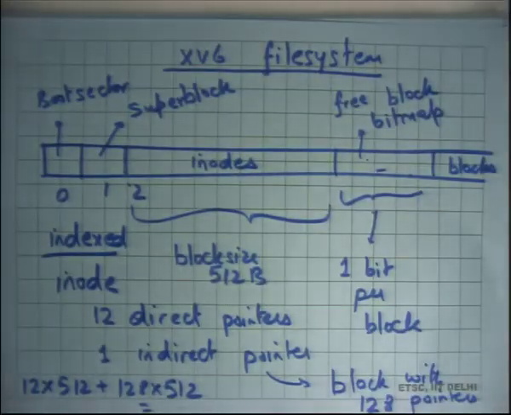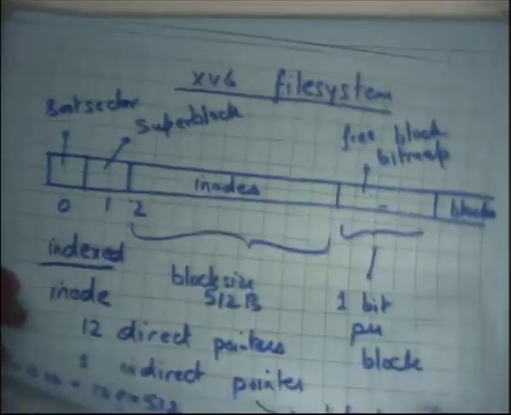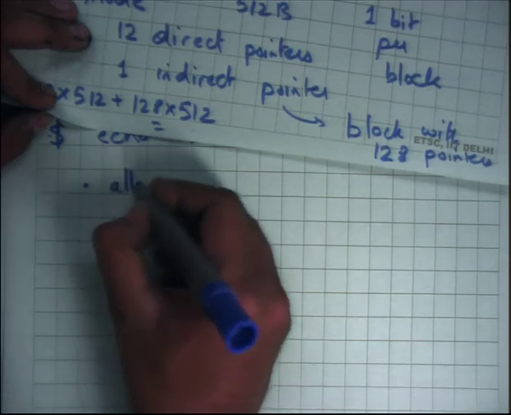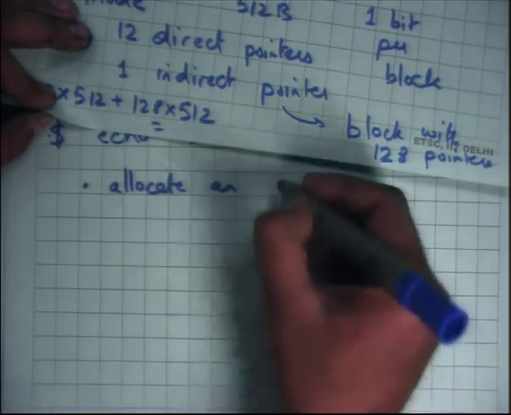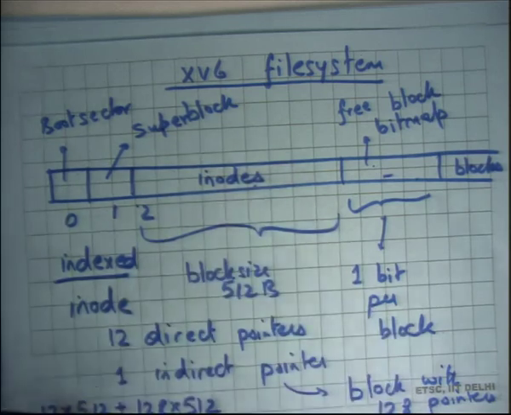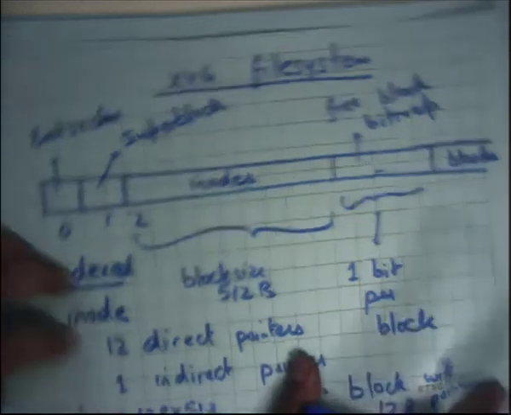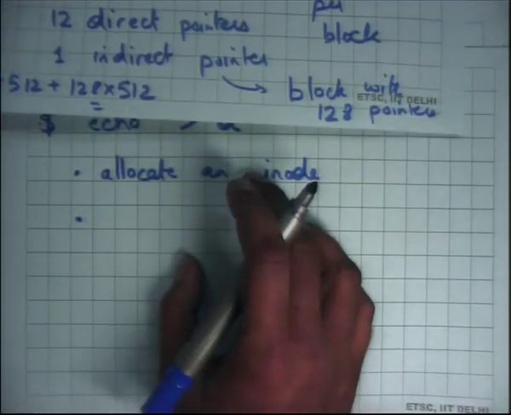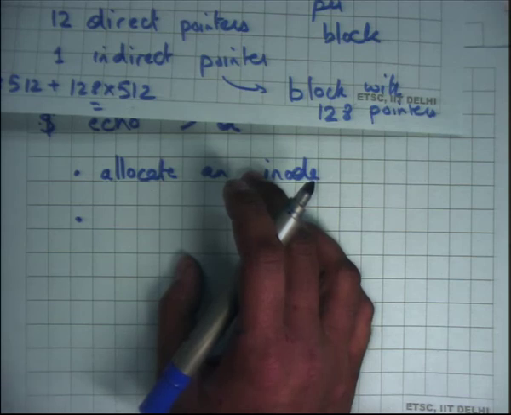Let's look at this figure. I want to create a file A. So first I will allocate an inode. How will I allocate an inode? I will go through this list of inodes and find the first one that's free. So that's allocating an inode, and that's one disk access. And once I allocate it, I'll also mark it as a file. Instead of a free flag, I'll mark it as a file flag.